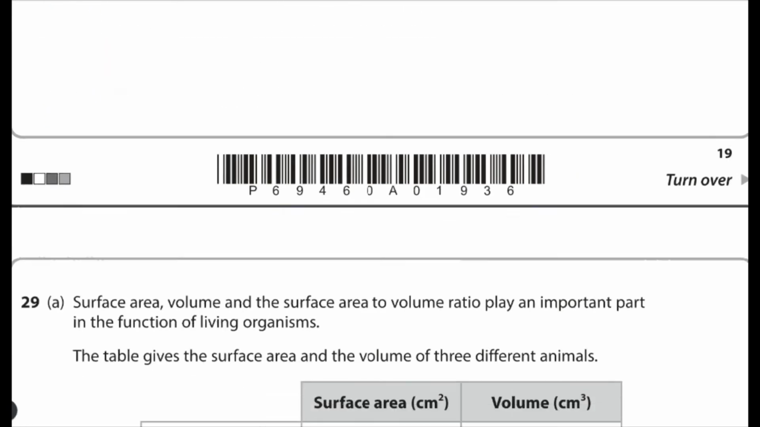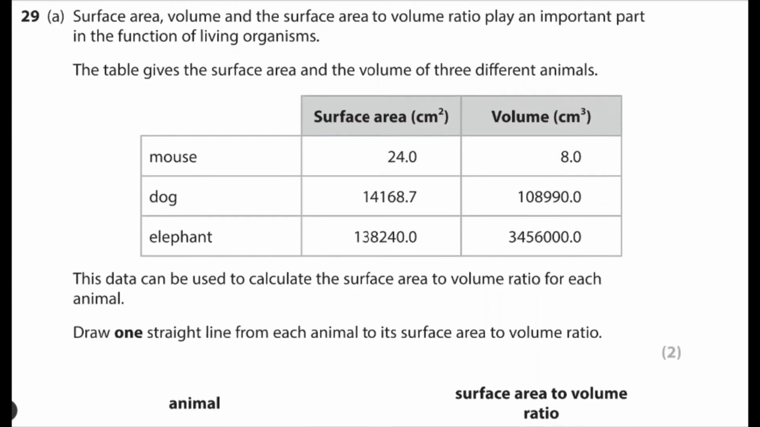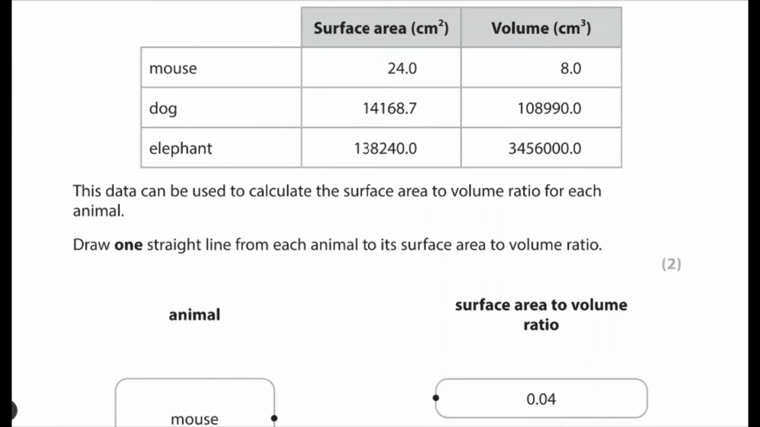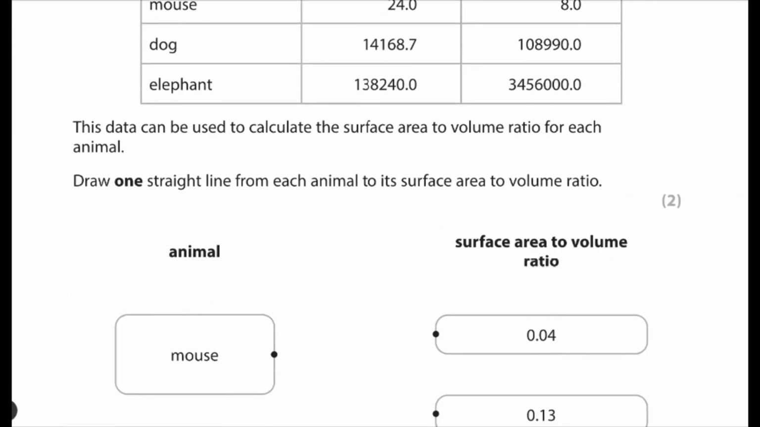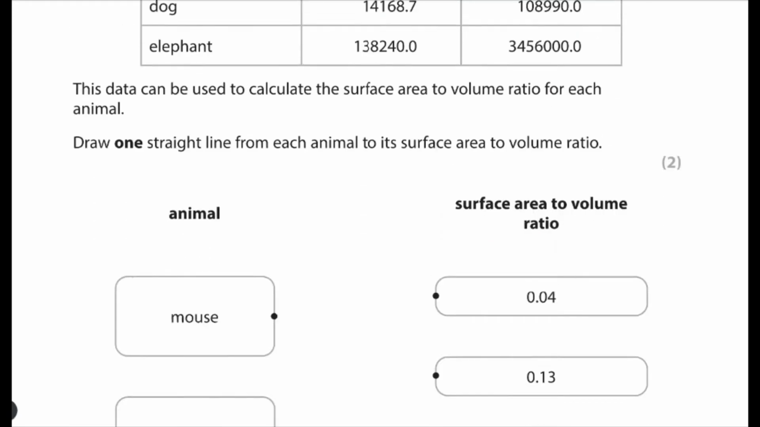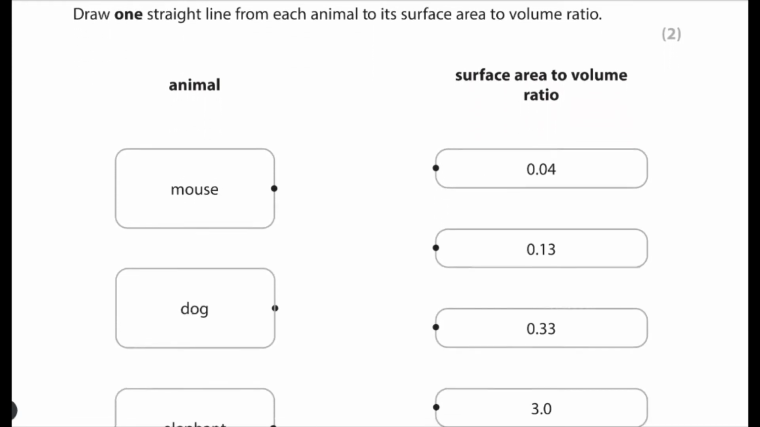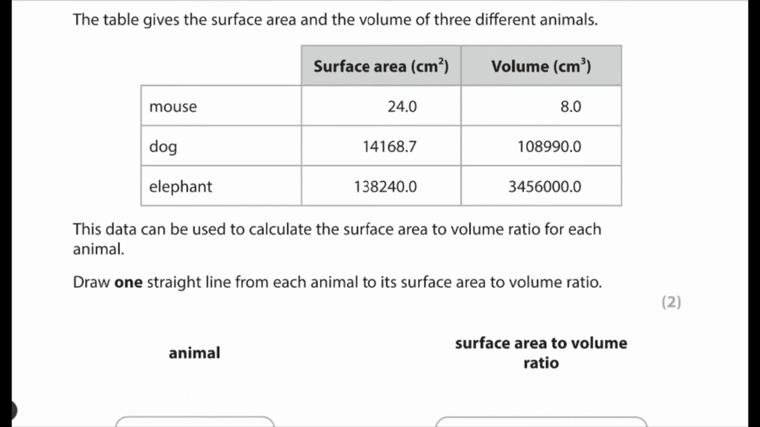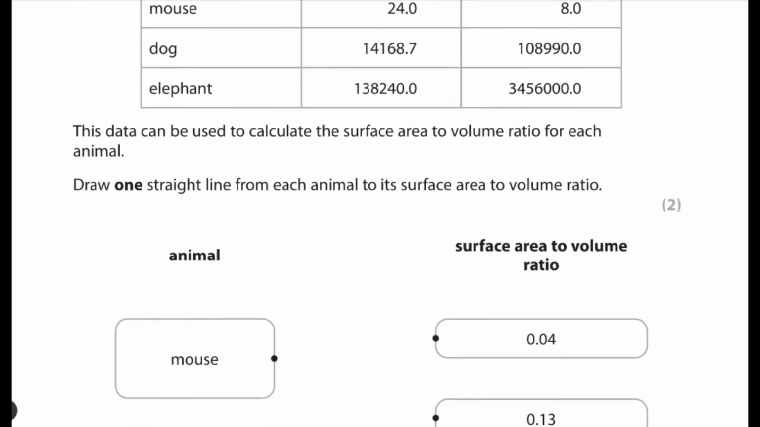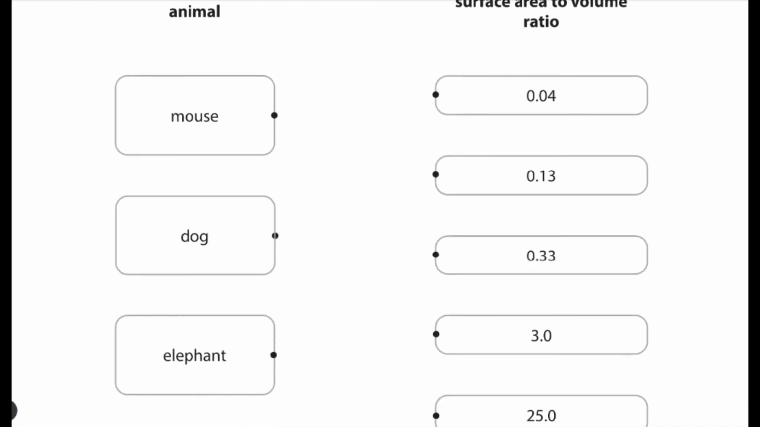Next question, 29th question. The surface area, volume and the surface area to volume ratio plays an important part in the functioning of living organisms. So they have given some values. This data can be used to calculate the surface area to volume ratio for each animal. Draw one straight line for each animal to its surface area to volume ratio. First of all, we have 24 to 8. So you'll have to use the calculator for this.